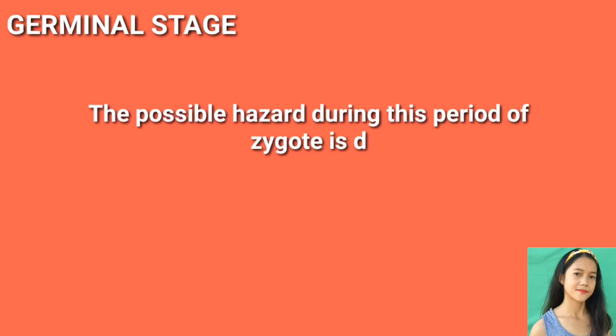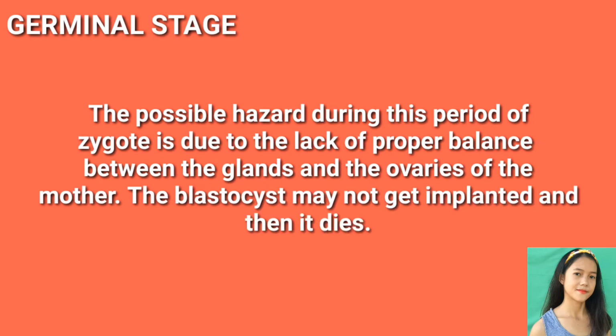The possible hazard during this period of the zygote is due to the lack of proper balance between the glands and the ovaries of the mother. The blastocyst may not get implanted, and then it dies.